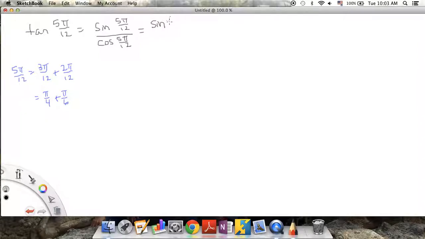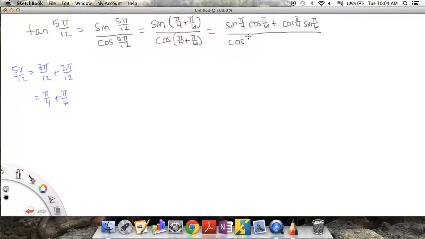So, again, I use my sum and difference formulas so that I can figure out an exact value for this. On the top I get the sine of pi over 4 times the cosine of pi over 6 plus the cosine of pi over 4 sine of pi over 6, over cosine of pi over 4 cosine of pi over 6 minus sine of pi over 4 sine of pi over 6. All these are values you should know from your unit circle. Square root of 2 over 2 times square root of 3 over 2 plus square root of 2 over 2 times 1/2, all over square root of 2 over 2 times square root of 3 over 2 minus square root of 2 over 2 times 1/2.